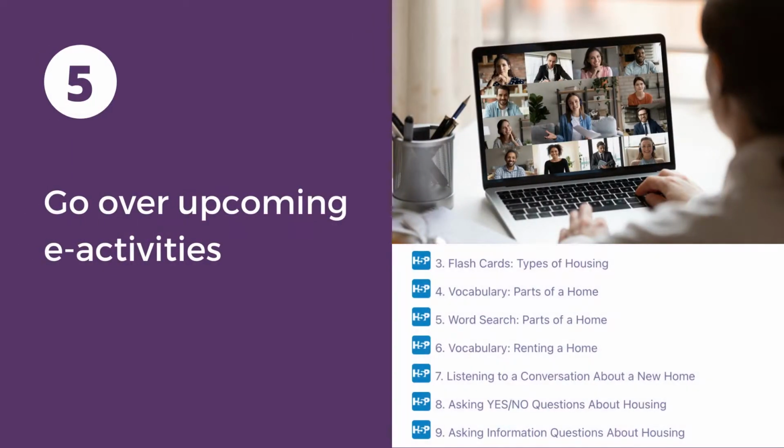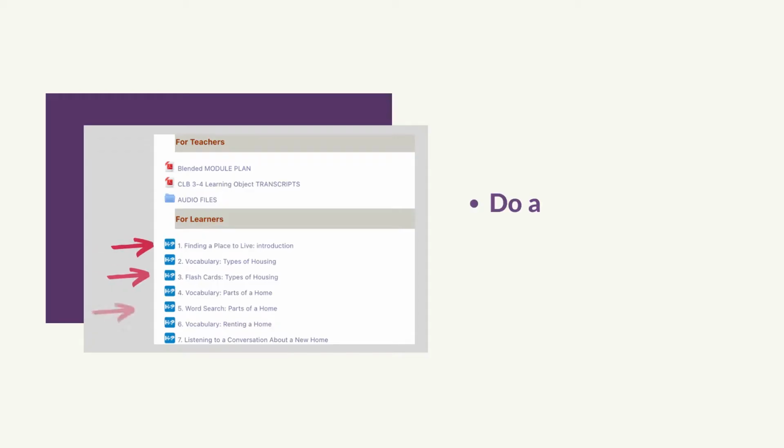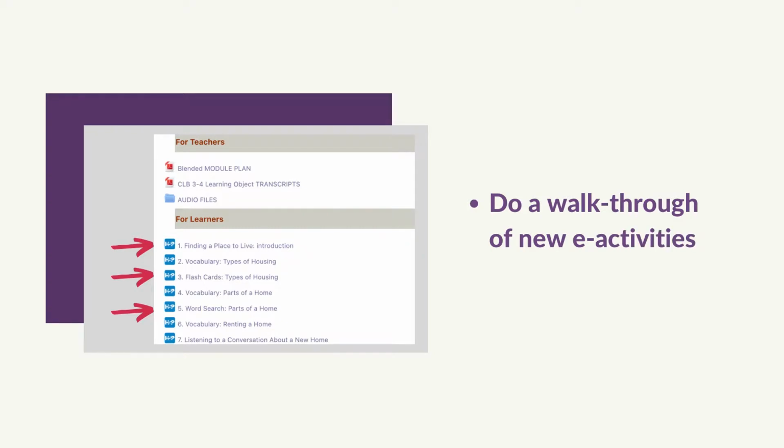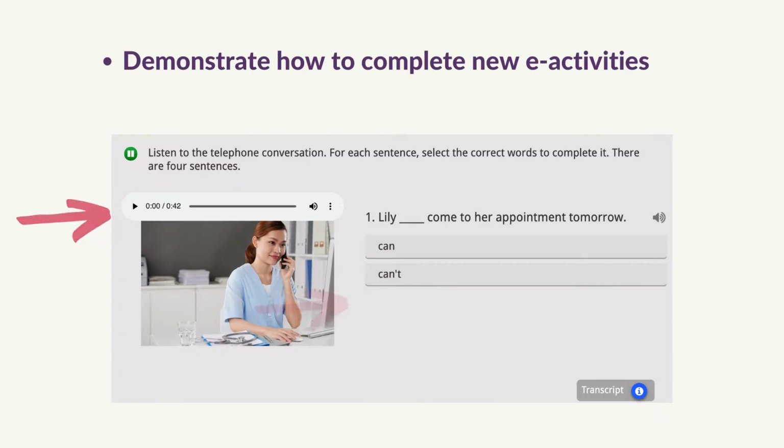Tip number 5. Go over upcoming activities. You may need to use part of your meeting time to demonstrate new e-activities, especially to learners with lower CLB levels and developing digital skills. Do a walkthrough of the activities you want learners to complete independently before the next session. Demonstrate how to complete them, checking learners' understanding through eliciting.